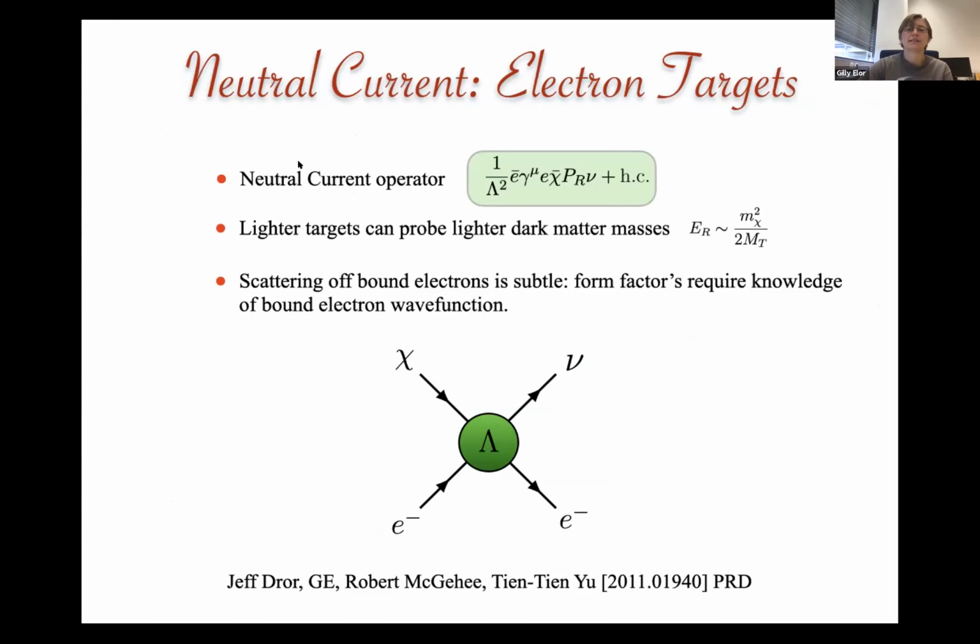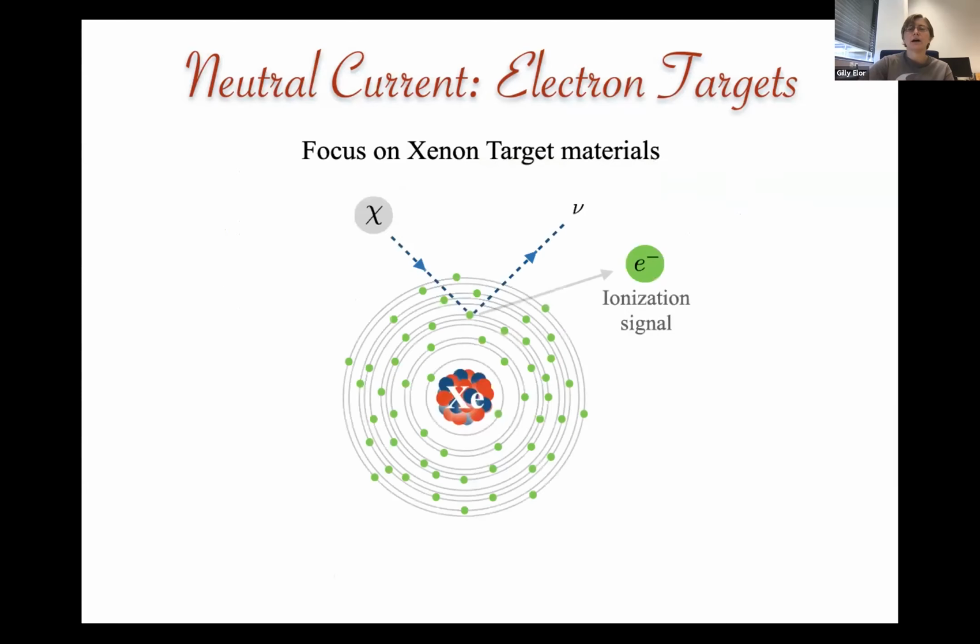Okay, so it's the same operator as before, but now I'm considering, instead of a nucleon, this coupling to 2 electrons. Again, this is the UV scale. And again, just because of kinematics, you can go to lighter masses because the target mass here is now the electron mass. However, now you're considering scattering off of bound electrons, and there's quite a bit of subtlety to how to do this computation. In particular, you have to compute form factors to account for these scatterings.